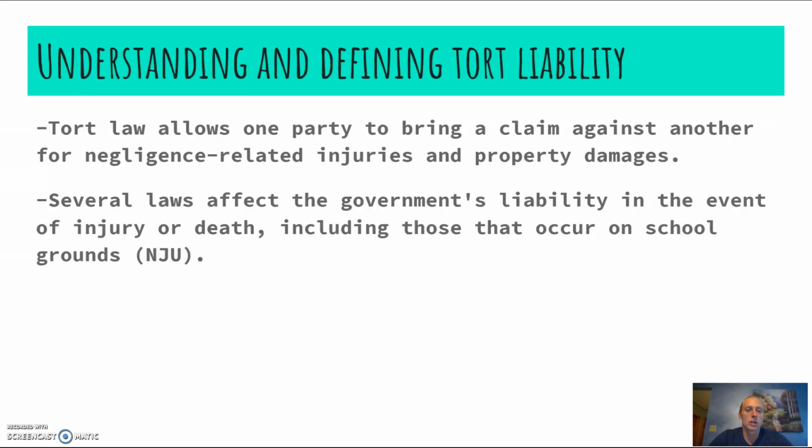So I'm going to start off with understanding and defining what tort liability actually is. Tort law allows one party to bring a claim against another for negligence that is related to the injuries or damages of property. And to go along with that, several laws affect the government's liability in the event of injury or death, including those that occur on school grounds.